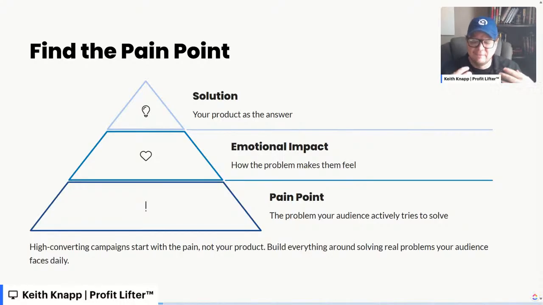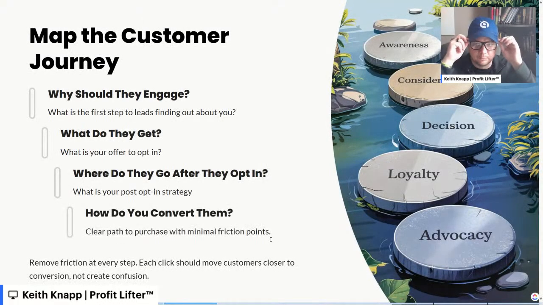So in your marketing and your campaigns and everything that you're doing, if you can find that pain point, make them feel it, and then show them how your product is that solution, now you're going to start to see real conversations. You're going to see people opt in and take advantage of your offer because you've connected with them. You've touched their heart, and now they're willing to take action because they feel that you understand where they're at. High converting campaigns start with the pain, not your product. Build everything around solving real problems your audience faces daily. This is a winning strategy 9 times out of 10.